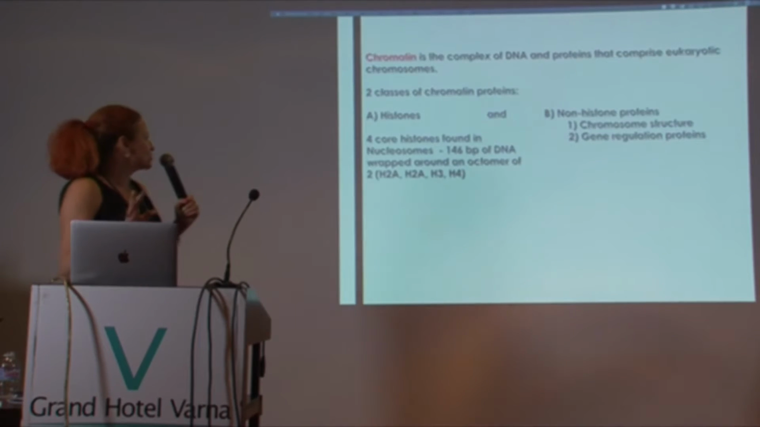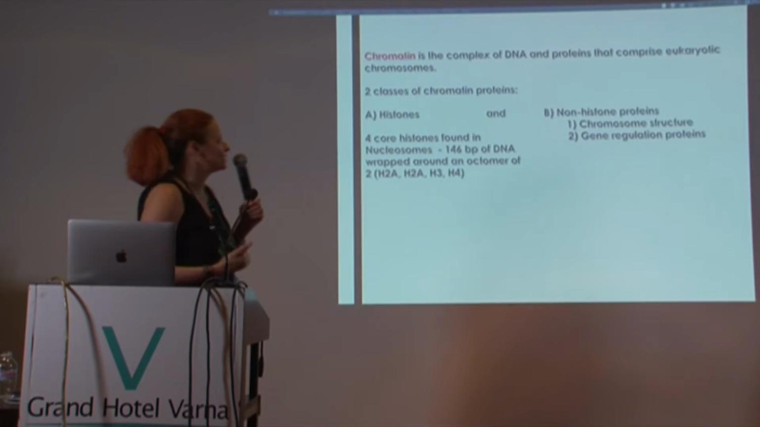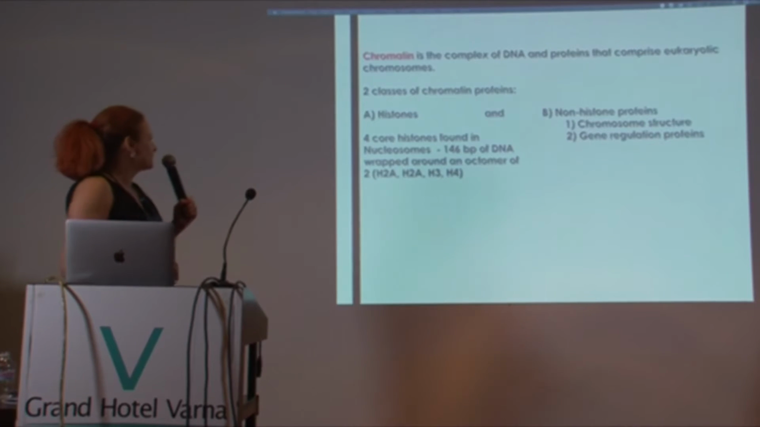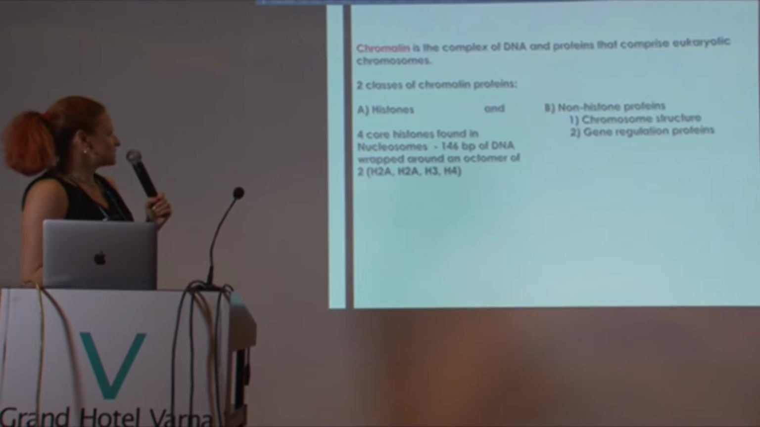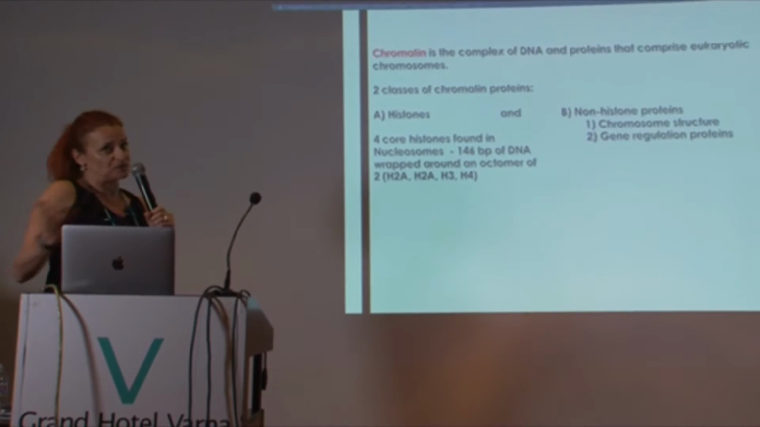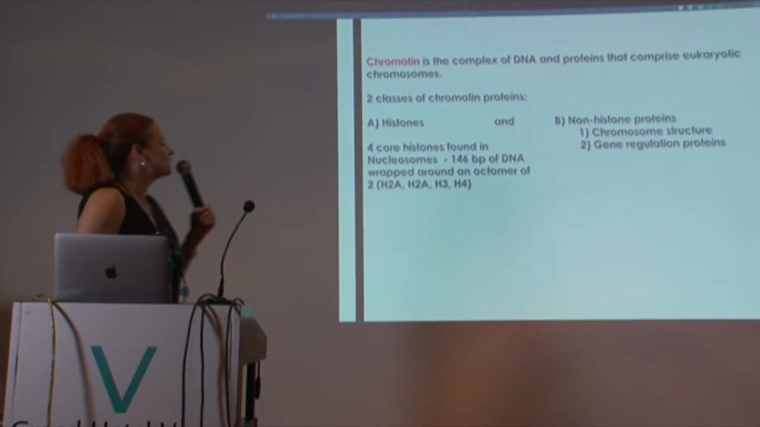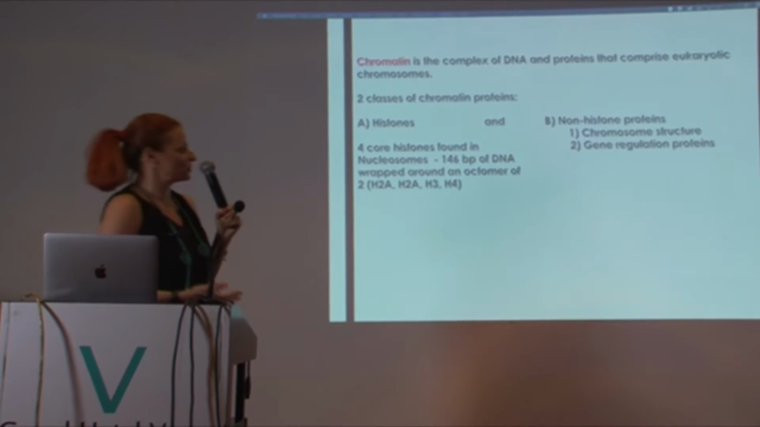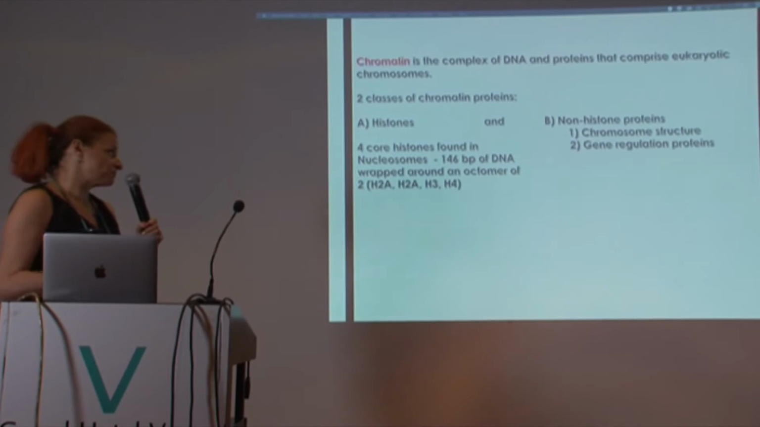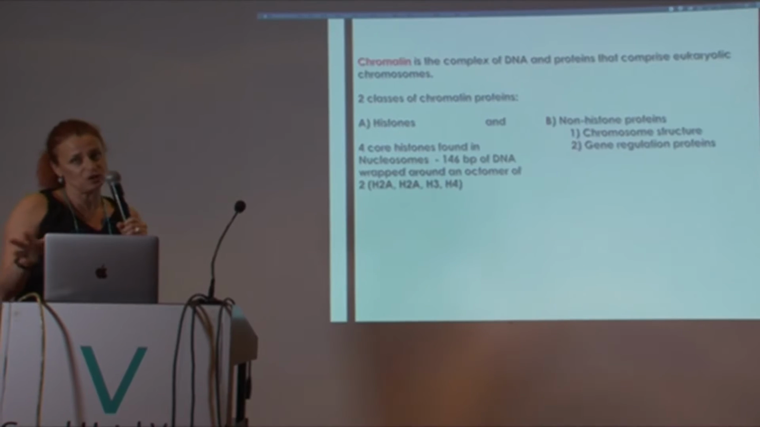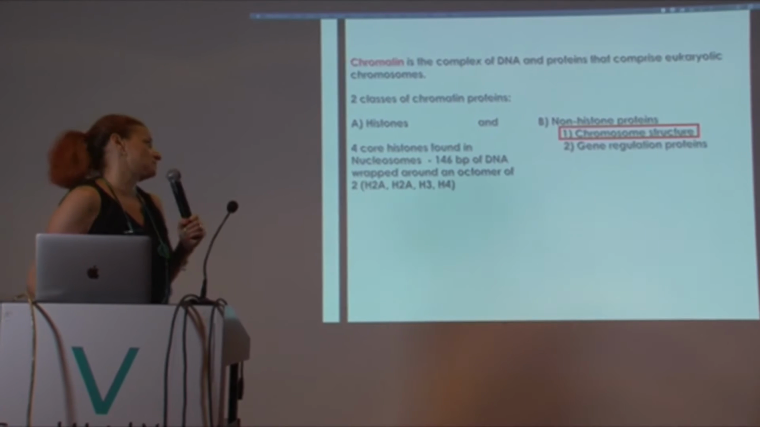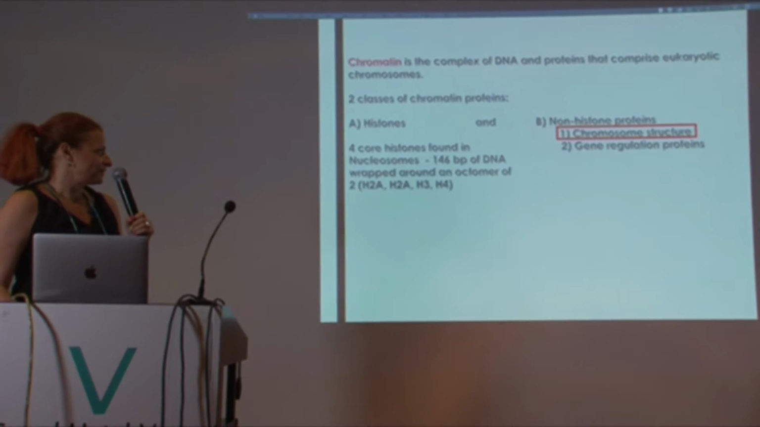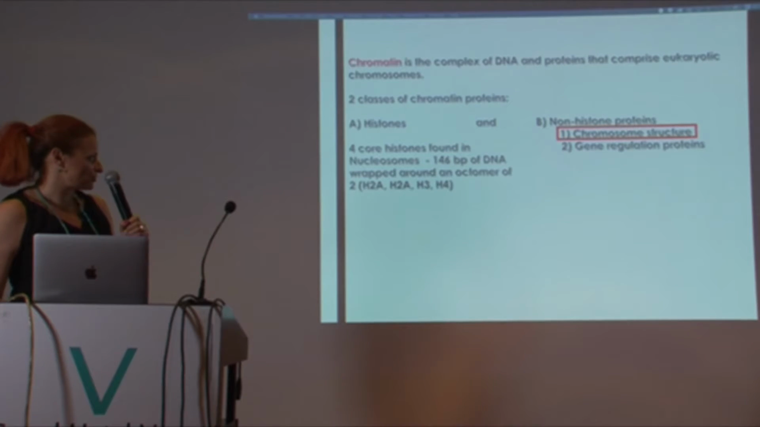By very simple definition, it is a complex of DNA and proteins that comprise eukaryotic chromosomes. Well, the proteins are classified in two big groups, histones, which I won't talk about, and non-histone proteins, which are divided into two groups, the functional one, which are involved in gene regulation, and the structural one. In this talk, I will focus our attention on the proteins which are involved in chromosome structure.